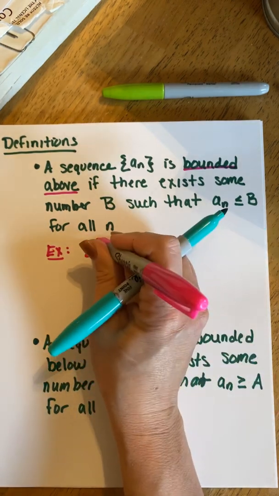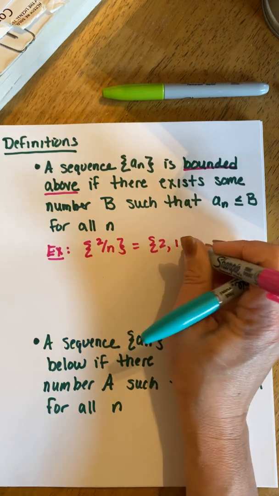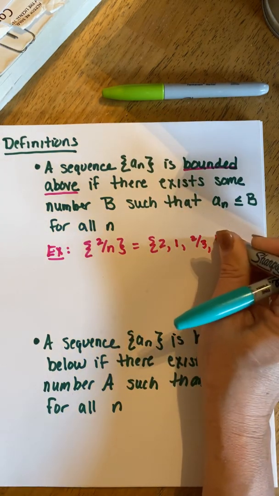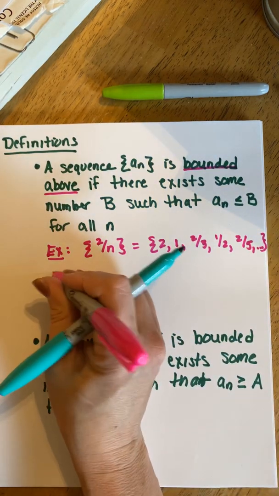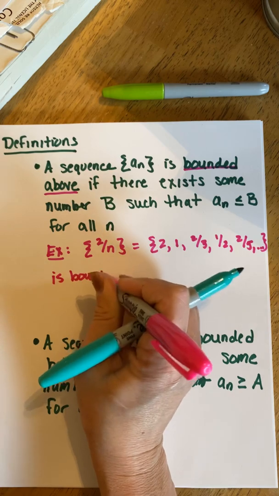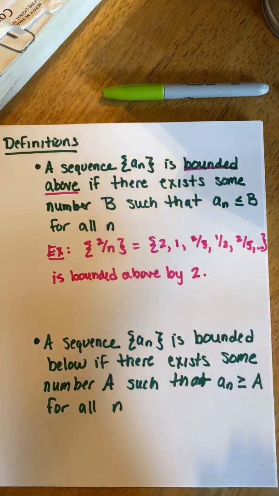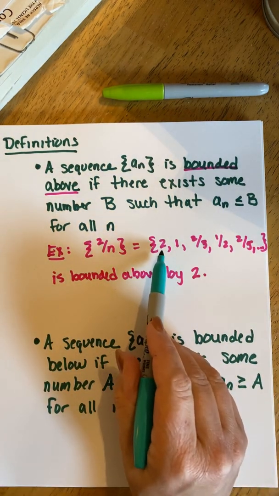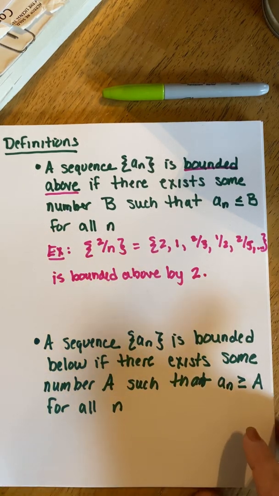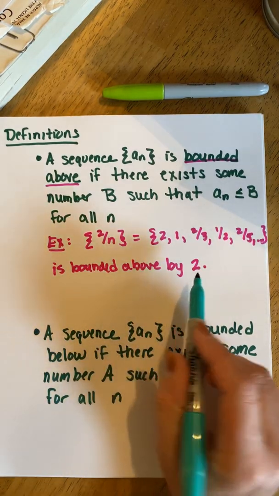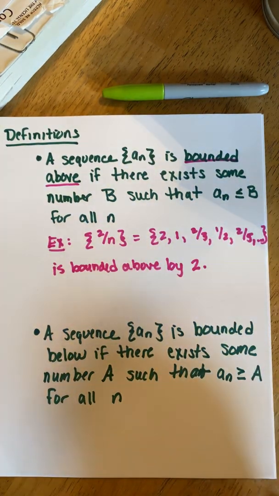the sequence 2 over n, which is 2, 1, 2/3, 1/2, 2/5, is bounded above by 2. Because the largest element is 2, everything is below 2. We could also say it's bounded above by 3 or 7 or 5 or whatever we wanted. But it's just bounded above because there is a number such that all the sequence elements fall below that.